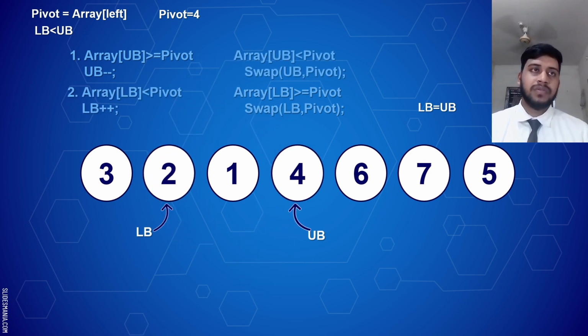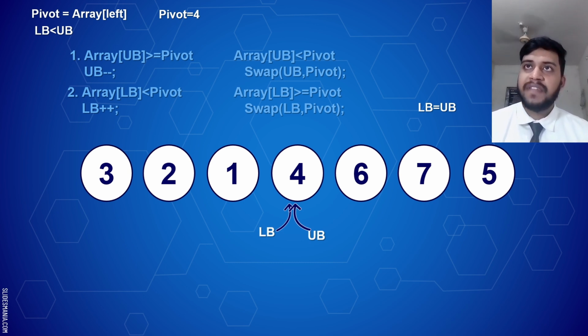Now move to the lower bound. We will increment the lower bound because the element at the lower bound is less than the pivot. Again we will increment the lower bound. Now we can see the lower bound and upper bound pointing to one element. The lower bound is equal to the upper bound. Here we will stop the loop, and the position of the pivot is now its final position, and the smaller values are on the left and the bigger values are on the right.